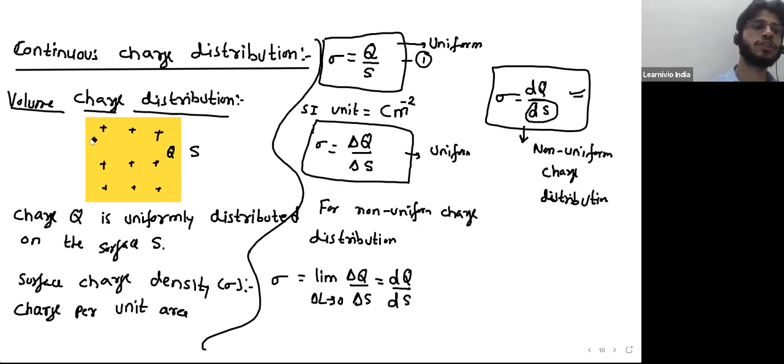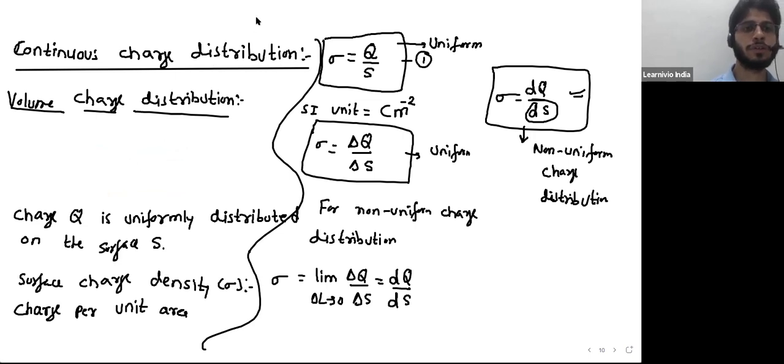So here, charge is distributed on a three-dimensional volume. So you can say that this is a cube, a three-dimensional object. Charge Q is distributed over it. Charge is Q, volume is V, uniformly distributed on the volume V. So instead of area, I will include volume only.